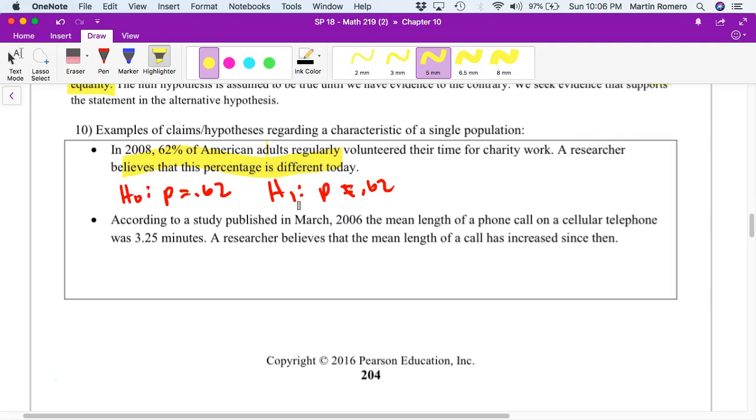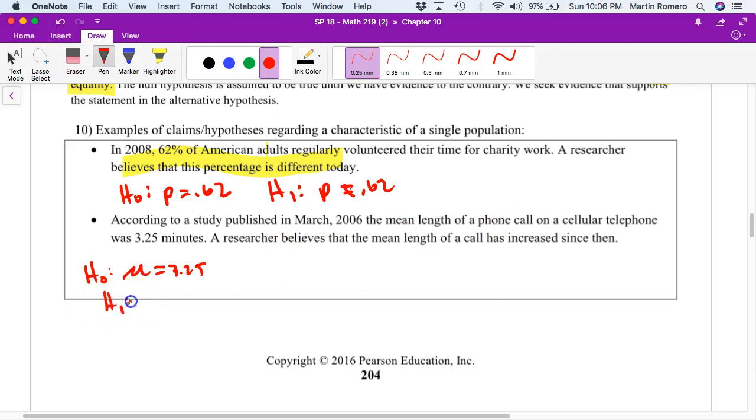In another case, according to a study published in March 2016, the length of the phone call: the null hypothesis in this case is that the mean is equal to 3.25. The researcher believes the mean length has increased. And so the alternative hypothesis is that the mean, which means it has increased, is greater than 3.25.